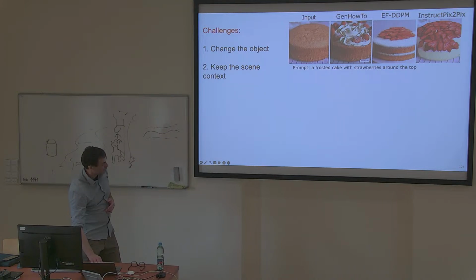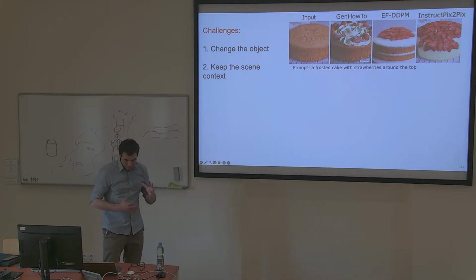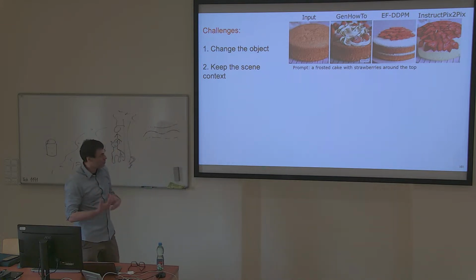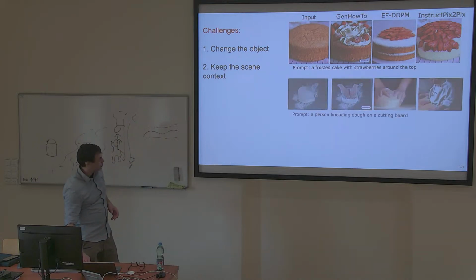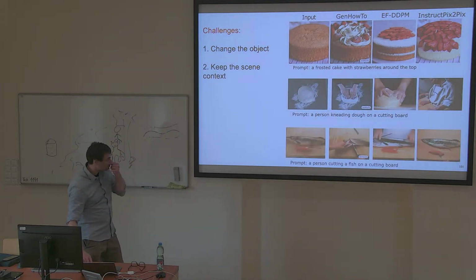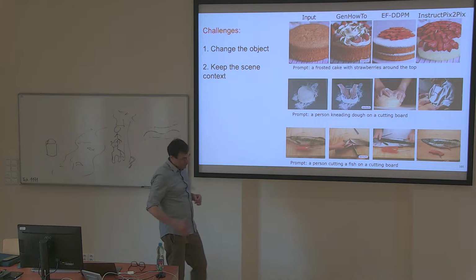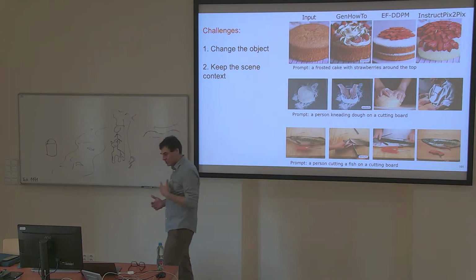And these are some of the best instruction guided generation methods. You can see that for them what's hard is to keep the scene consistent, keep the same cake. Here you want to frost it with strawberries. Here this method is changing also the cake. And I have some more examples here. Scene consistency is hard.